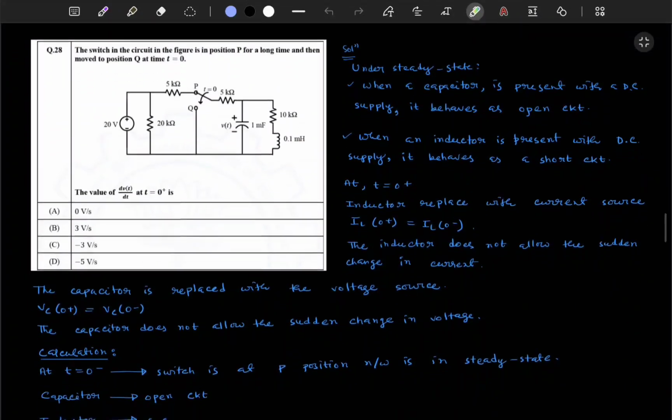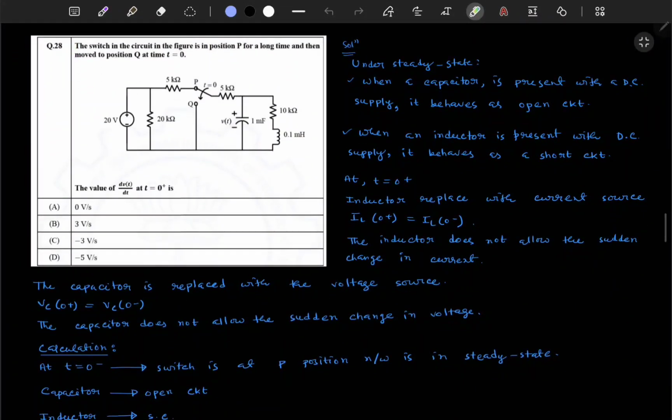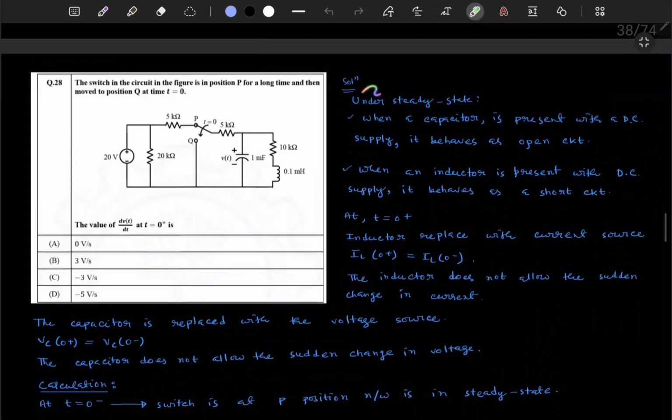Now question number 28. The switch in the circuit in the figure is in position P for a long time and then moves to position Q at time t equal to 0. At t equal to 0 it is moving from P to Q. So we need to find out dV(t)/dt at t equal to 0 plus. Okay, so the solution is under steady state.